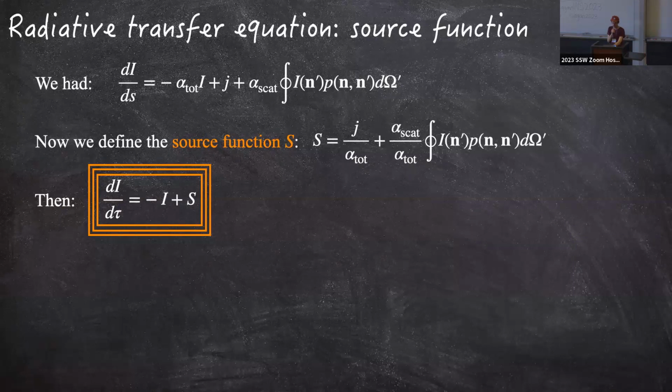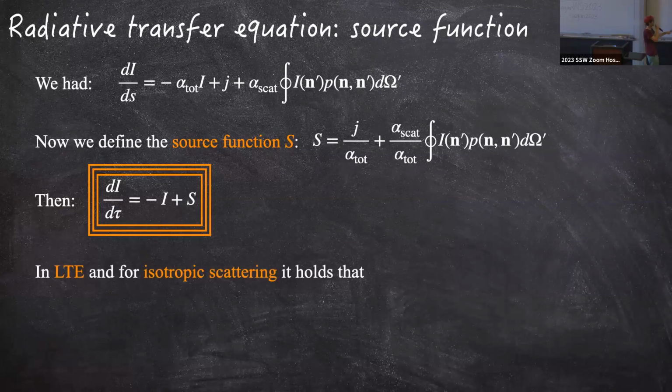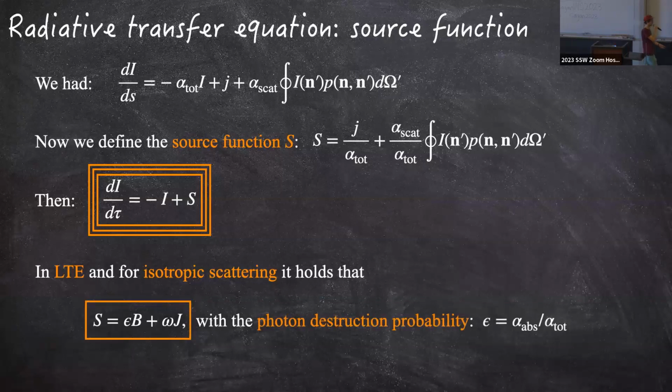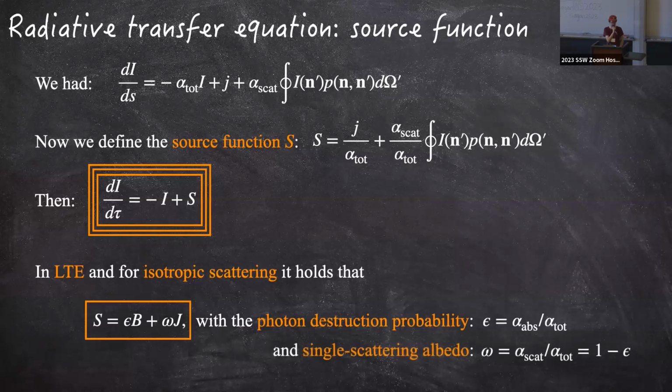All right, and what's also really cool, if you look at the source function in LTE, and in the case of isotropic scattering, then we just get that S equals epsilon times B plus omega times J. And epsilon is the photon destruction probability. It's just the ratio between the absorption and the total extinction coefficient. And omega is the so-called single scattering albedo, which is basically the ratio between the scattering coefficient and the total extinction coefficient, which is just 1 minus epsilon. I find this a very intuitive, simple to understand equation, and the source function is just the likelihood of absorption times B in LTE plus the likelihood of scattering times J in the isotropic limit.